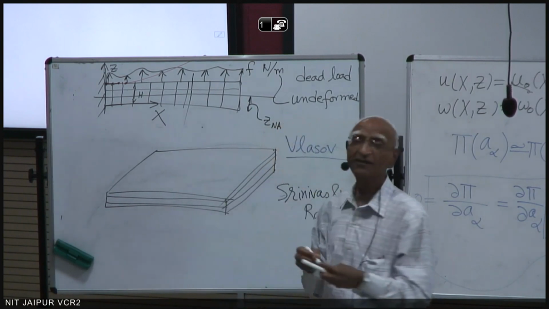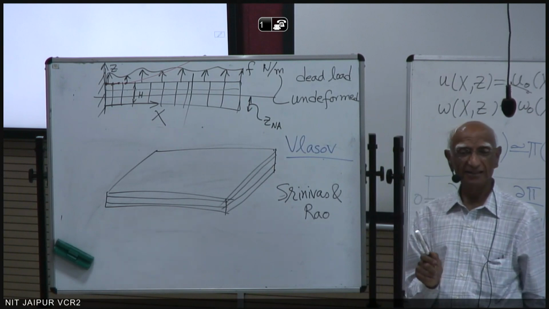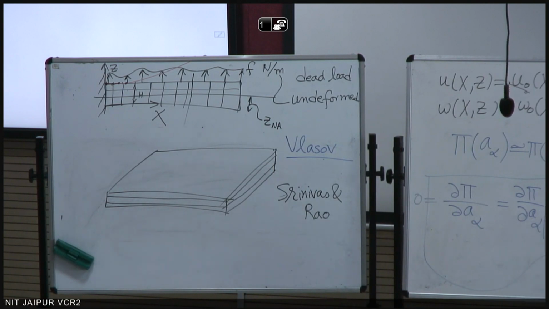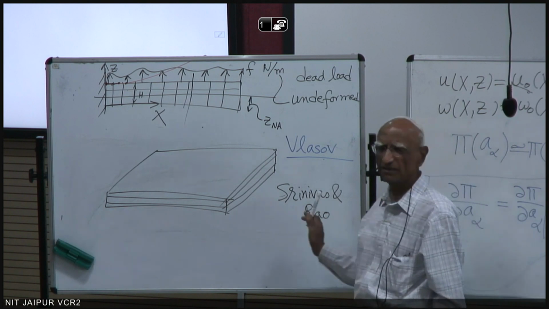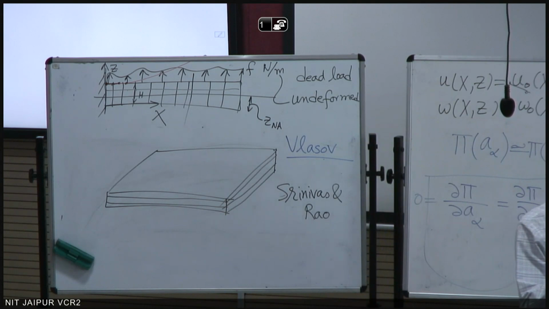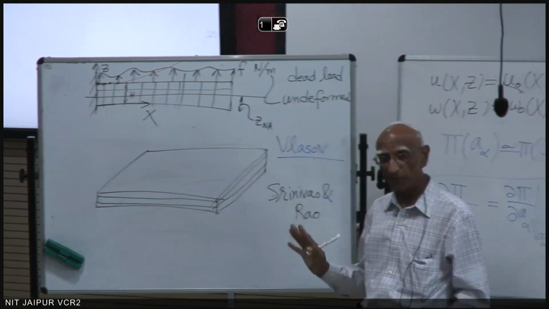Vlasov in Russia had given the solution by the same method probably 10-15 years before Srinivasan Rao did. I think my memory about years is correct. The names are correct. This is somewhere along 1970 to 71. This is probably 1957 or so. The year may be wrong, but I think it's probably correct. Anyway, in Russia he had given the solution of the same problem by the same method.